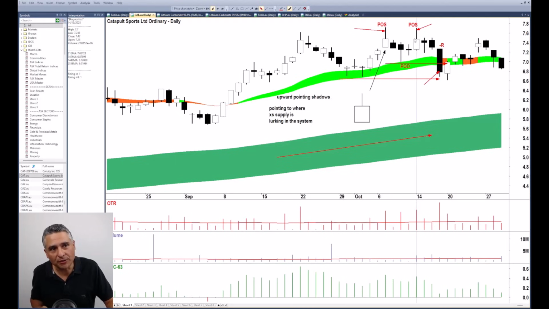Now, notice the point of supply here. The second one is lower than the first one. The only way that can happen, ladies and gentlemen, is if there's increasing influence of the supply side. We've got greater excess supply in the market. You can see those upper shadows matching. So for me, that's clear as day.